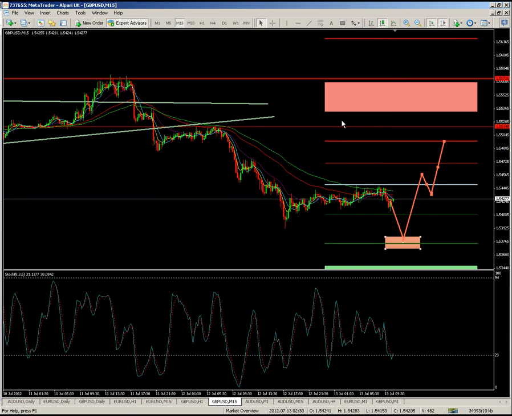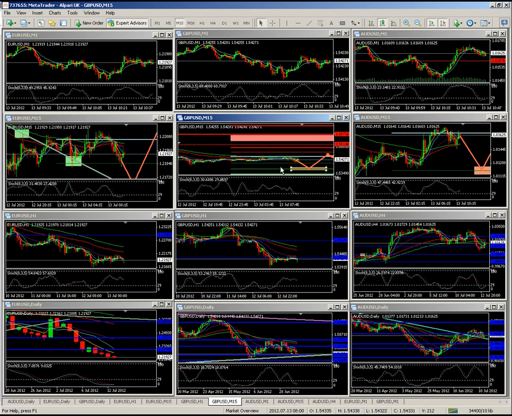If we do go up first, I wouldn't short at the pivot yet. I would like it to poke through the pivot and then take it short. But my ideal scenario is a move down first in London and then a retracement in New York.